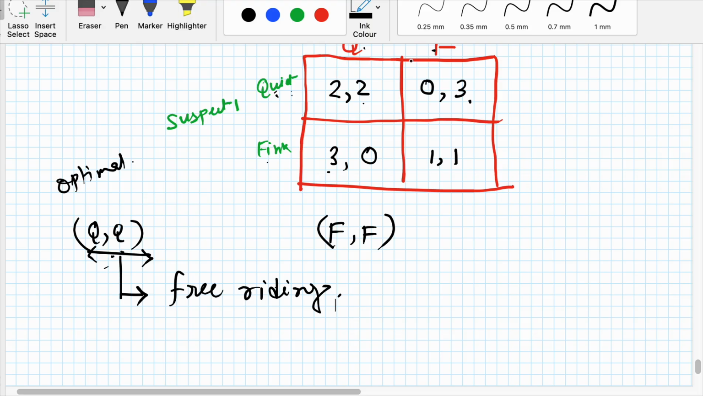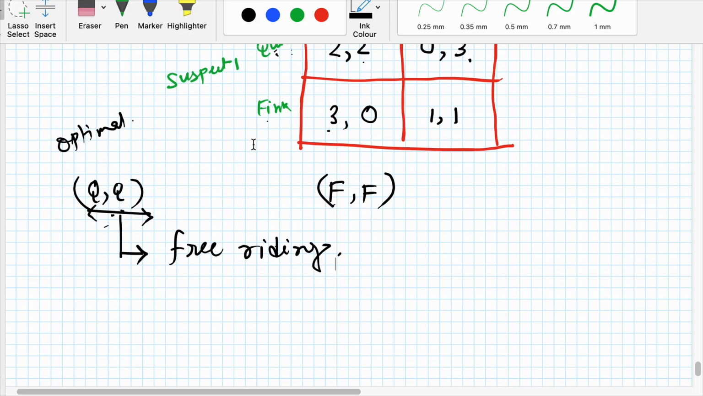However, as we are saying, this is not only the dilemma which represents the prisoner's case, but you can represent, suppose, the arms race between two countries using the same dilemma. How? So let us see that.